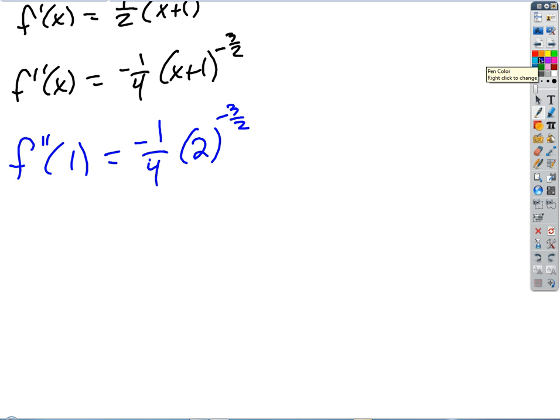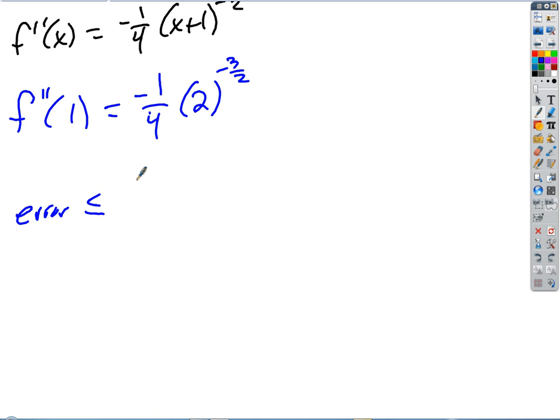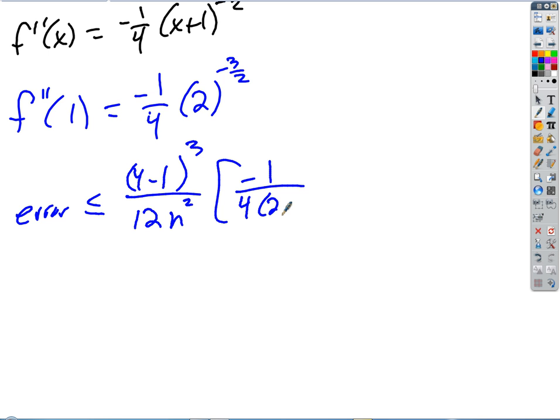what's our error going to look like then? So our error is less than or equal to b minus a. What were those? 4 minus 1. So what power? Good. B minus a cubed over 12 times n, which we don't know yet, do we? 12n squared times this, right? Times negative 1 over 4 times 2 to the 3/2, if I just put that down on the bottom.